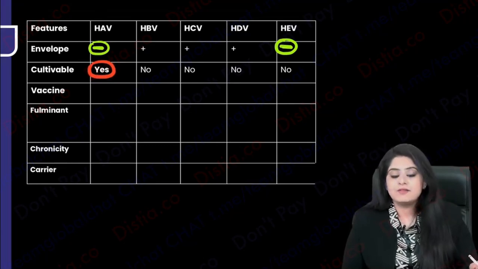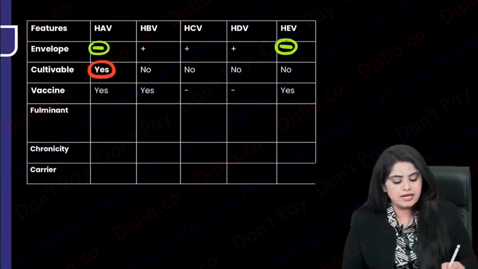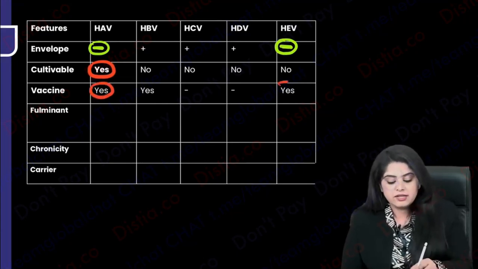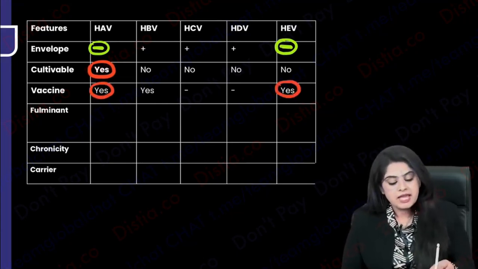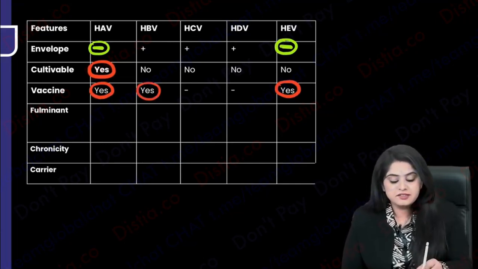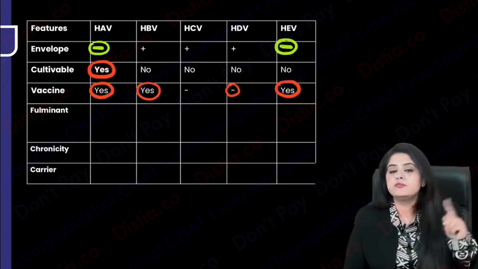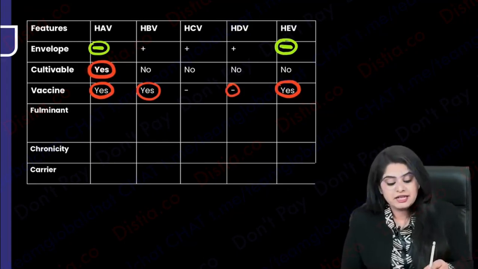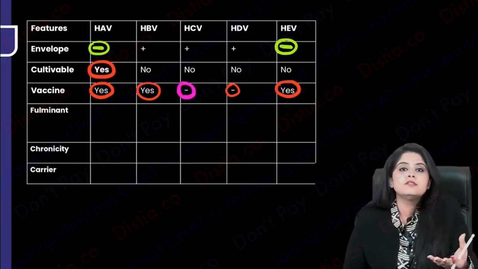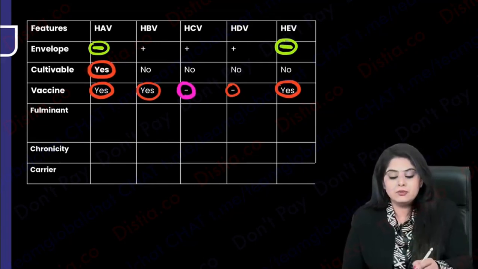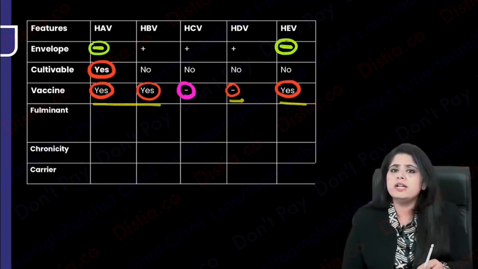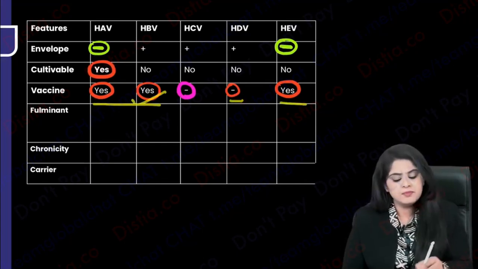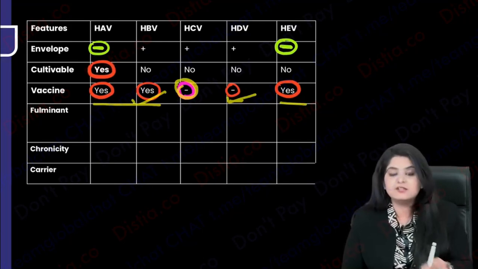For which of these do you have a vaccine? Almost for all, and I'll tell you how. For A and E, the gastroenteritis ones, the vaccine is available. Hepatitis B has a vaccine, and since D is dependent on hepatitis B, if the vaccine for B is given, the protection for hepatitis D is also sorted. Basically, I say that hepatitis C does not have a vaccine. And why does it not have a vaccine? Why couldn't I make a vaccine for it till now? I will tell you shortly. But broadly, you say everyone has a vaccine, including D also, because if you give the vaccine for B, D gets covered. But C has no vaccine.